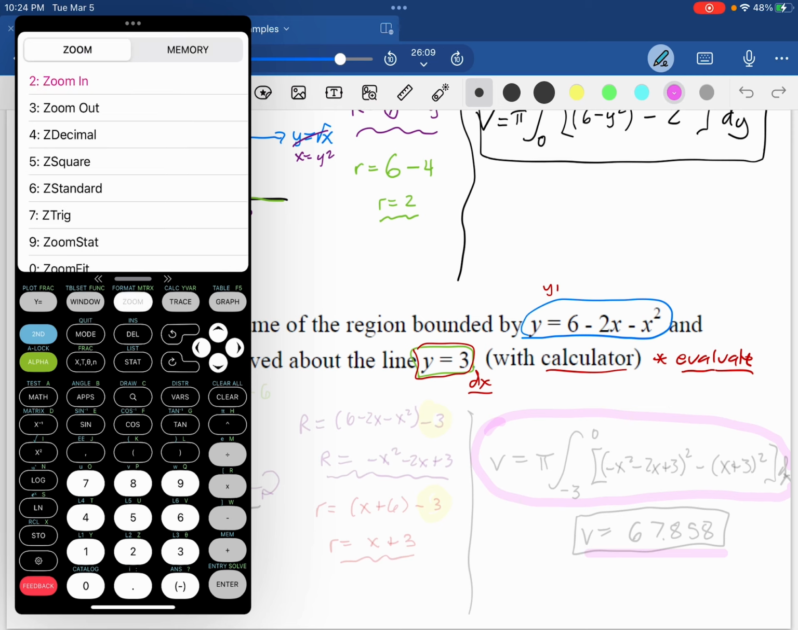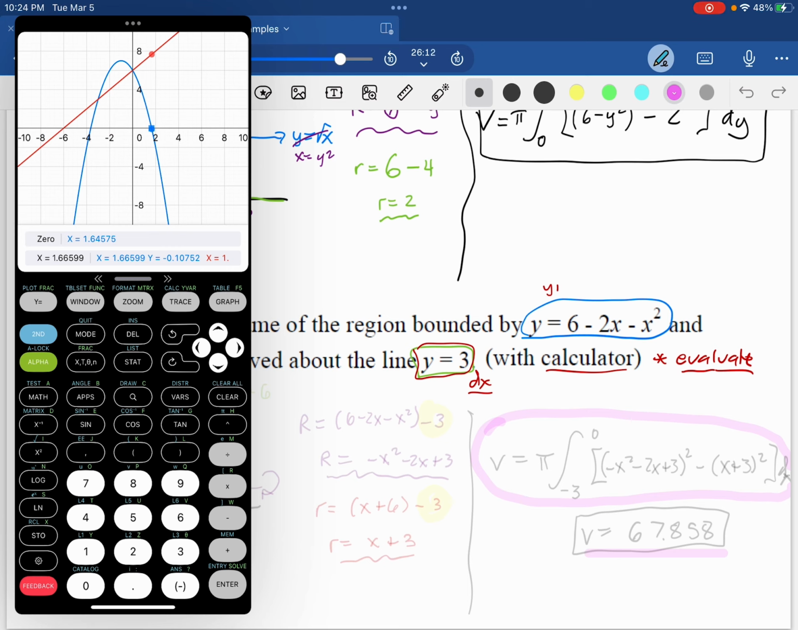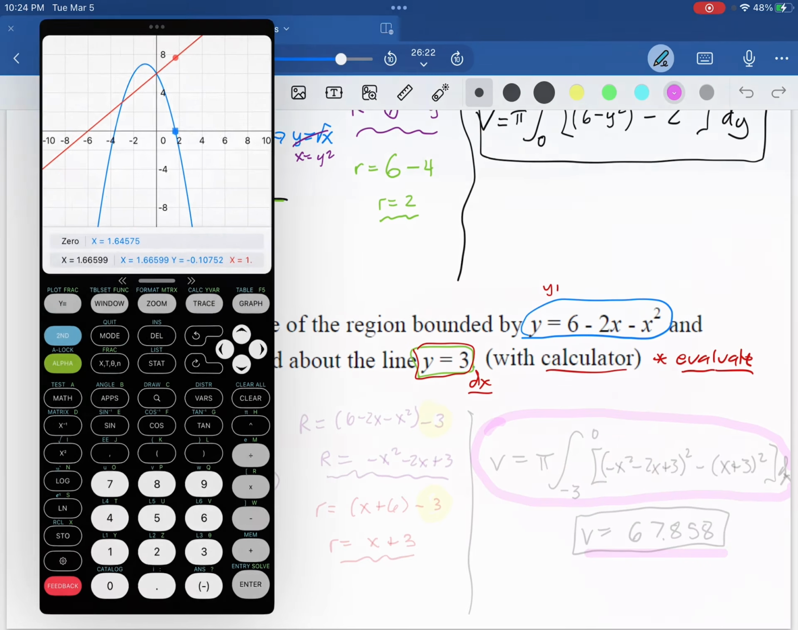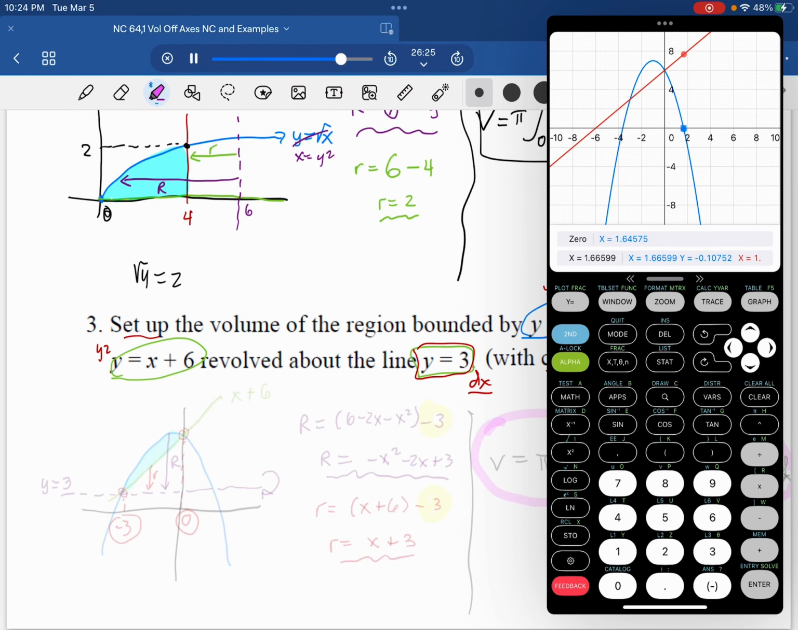And I'm going to start with just a zoom standard and see if that gives me a decent picture. So that's actually looking pretty good. So what I'm seeing is I kind of got my upside down parabola. So we're going like that. I got my linear equation kind of cutting up through it like that. I guess it's hitting sort of on the y-axis, but a little more like that.